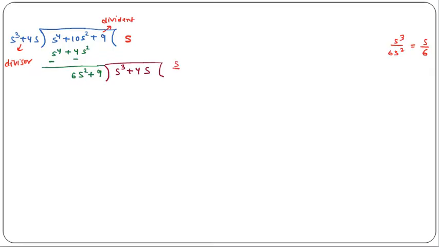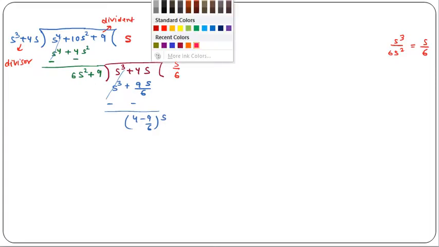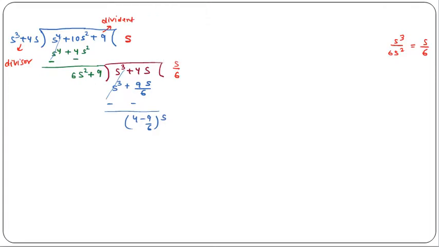So here we are getting s by 6, so this will be equal to 6s square into s by 6, so this will be equal to simply s cube. Now if we multiply this, we are getting 9s by 6. Now we will again subtract, so this s cube will get cancelled out, okay. Now we are getting 4 minus 9 by 6, we can take s common, again the remainder is not 0, so we have to continue the division, okay.